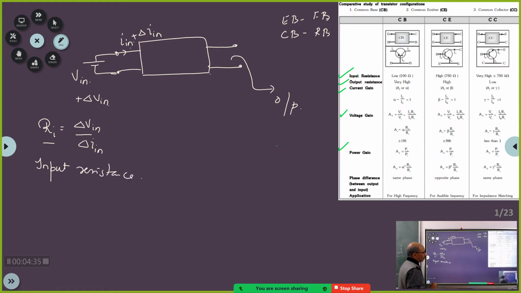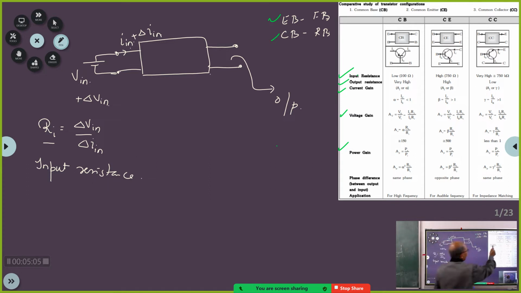Now you have to be careful: I am showing this as an open circuit, but it is not necessarily so. There are specific quantities like input resistance when the output is open, and input resistance when the output is short circuited. Nonetheless, you should know that the configuration is such that these things are followed.